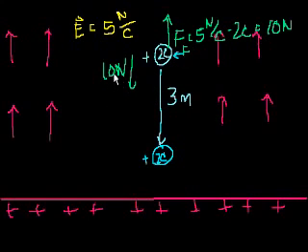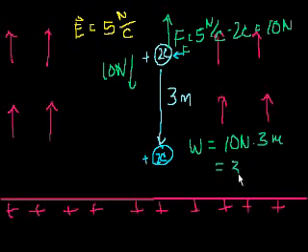So just for our purposes, you have a 10 newton force downward, and you apply that force for a distance of 3 meters. The work that you put in to take this 2 coulomb charge from here to here is going to be equal to 10 newtons, that's the force, times 3 meters. So the work is going to equal 30 newton meters, which is equal to 30 joules, right? A joule is just a newton meter.